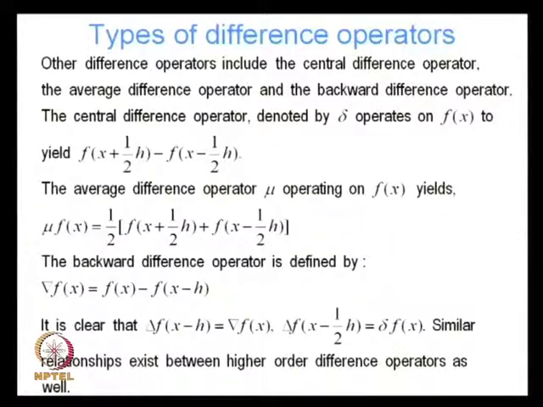Even by just cursory examination, you can see that these difference operators are related to each other. For instance, the forward difference operator operating on f evaluated at x minus h is equal to the backward difference operator operating on x, right? And similarly you can relate the central difference operator too. Similar relationships exist between higher order difference operators as well. So we will continue with our discussion on difference operators in the next lecture. Thank you.